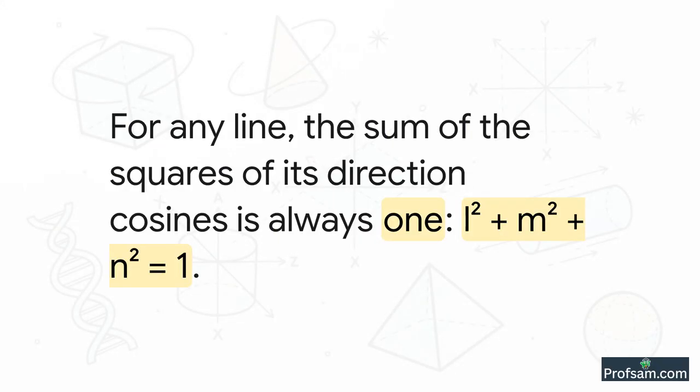And now for the most important property of all. This is a golden rule that you must remember. For any line in space, if you take its direction cosines l, m, and n, square each of them and add them up, the answer will always be 1. This is an awesome way to check your work. If you calculate your direction cosines and l squared plus m squared plus n squared isn't 1, you know you've made a mistake somewhere. It's a lifesaver.